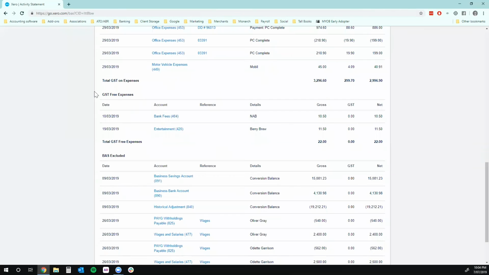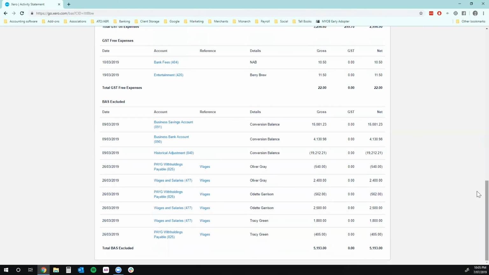Next section is your GST free expenses. So these will be things like personal transactions, bank fees, interest charges, international travel, healthcare, basic foods. The list goes on, and there's a full detailed list available on the ATO website. Just type in GST free and you'll find that information. These two are correct, so I'm happy with that.